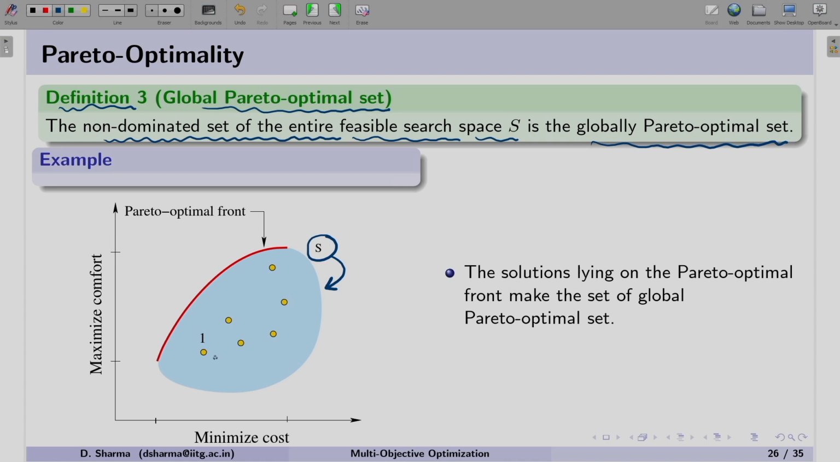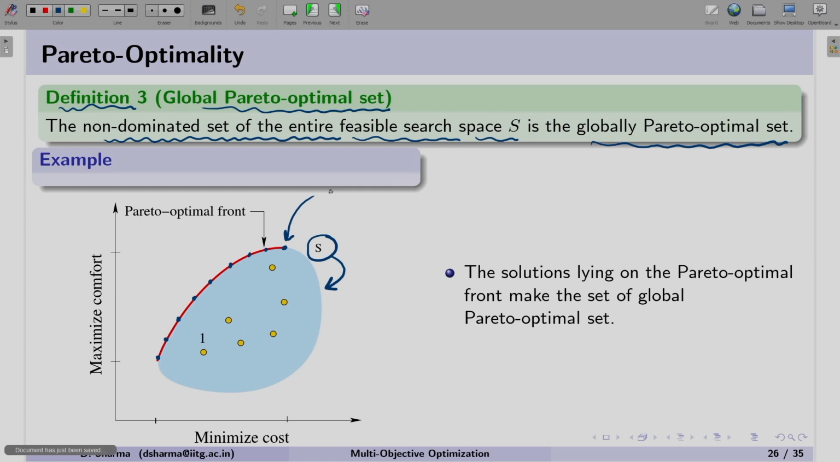As we have understood, when we have, say, 6 solutions and we compare them, we get non-dominated solutions. But if I get the non-dominated solutions with respect to the entire search space, then these are called the Pareto optimal set. The solutions lying on the red line become the global Pareto optimal set. So, these solutions lying on the Pareto front are the non-dominated solutions with respect to the feasible search space. These are the global optimum solutions.